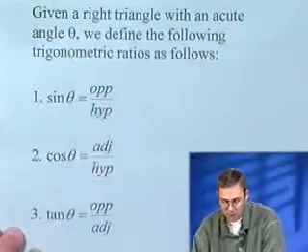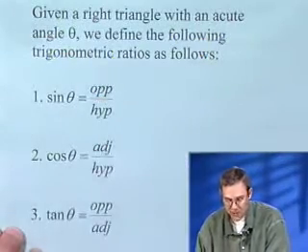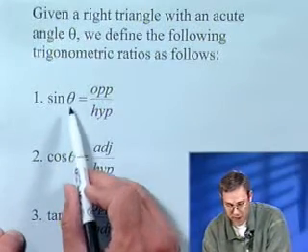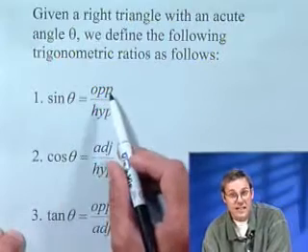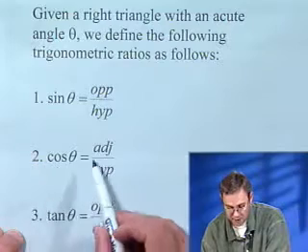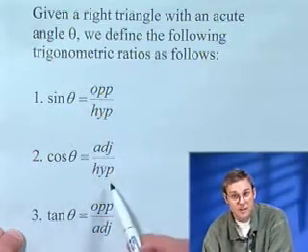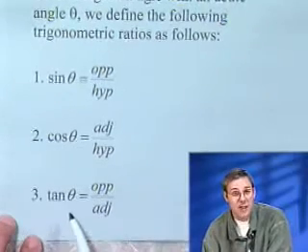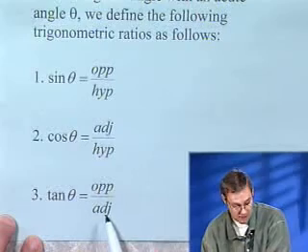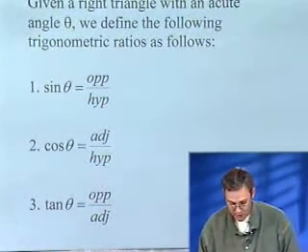Given a right triangle with an acute angle theta, we define the following trigonometric ratios as follows. Sine theta will be known as the ratio of the opposite side over the hypotenuse. Cosine of theta will be defined as the adjacent side over the hypotenuse. And the tangent of theta will be known as the opposite over adjacent. Now let's see how this works. And I'll show you a little trick to memorizing those in a moment.